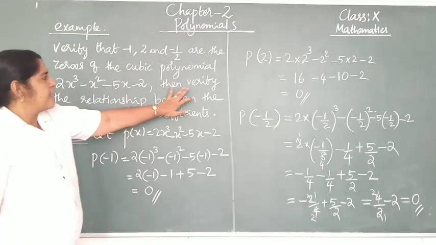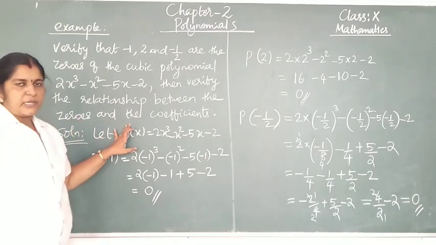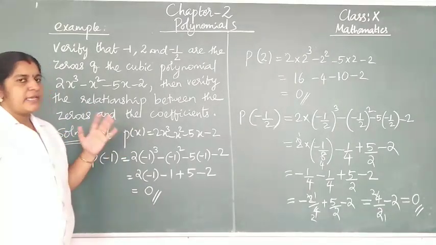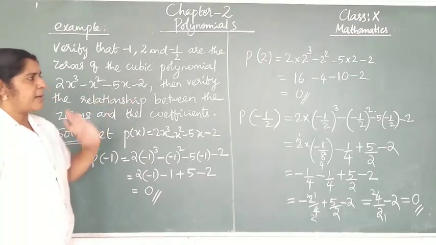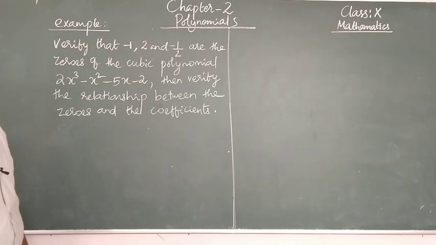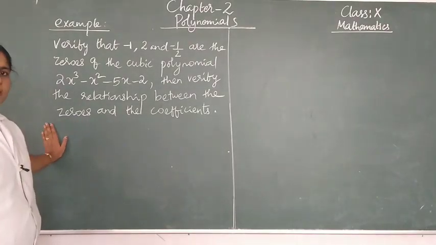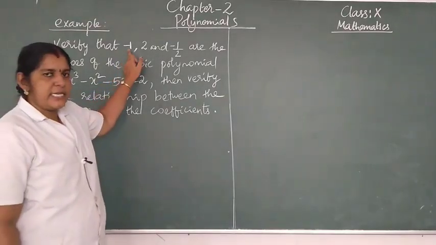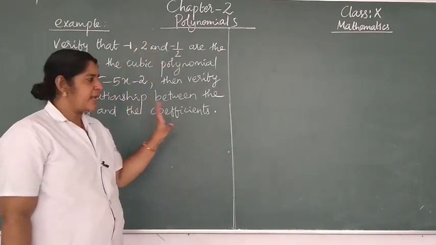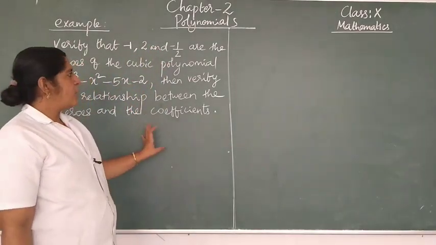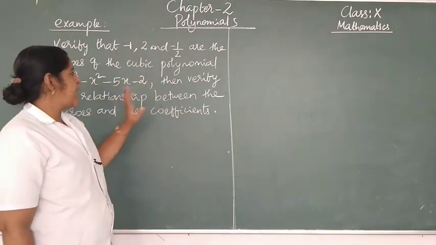What is the second part? Verify the relationship between the zeros and coefficients. So now we studied three relations, so that we want to verify in this second part of the question. What are the zeros now? -1 is a 0, 2 is a 0 and -1/2 is also a 0 of the cubic polynomial. We verified just now. So now we are going to see the relationship between these three zeros and the coefficients.